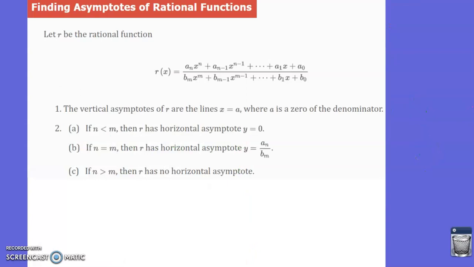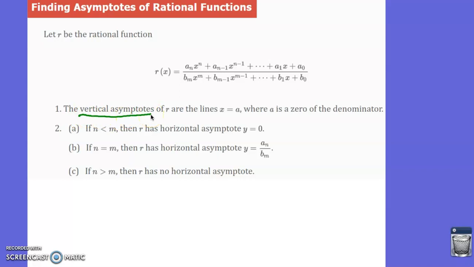So let's look at how to find the asymptotes. Some of the ways that we can do this: notice the vertical asymptotes are where x equals a. So we've been doing that. You look at the denominator, it can't have 0 in the denominator. That's a big, big clue. So that's how you find the vertical asymptote.